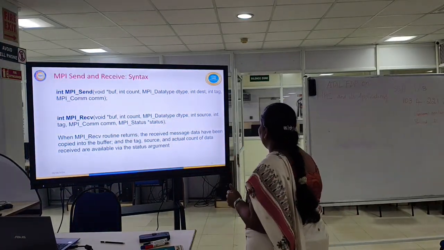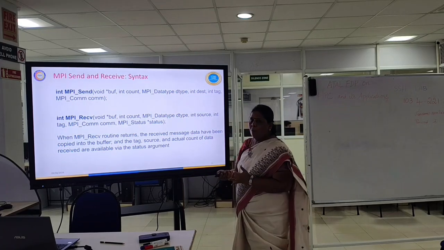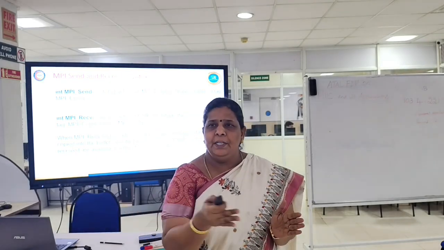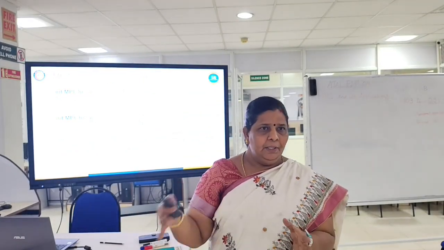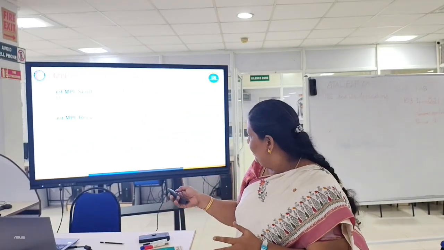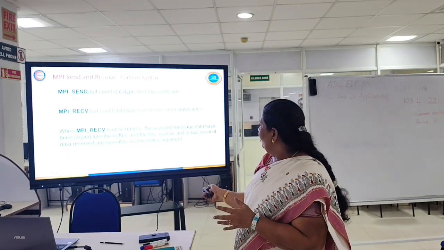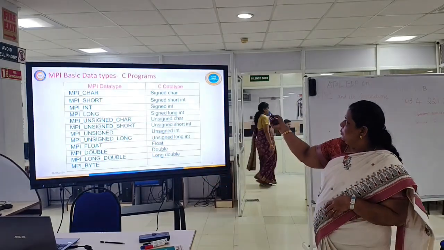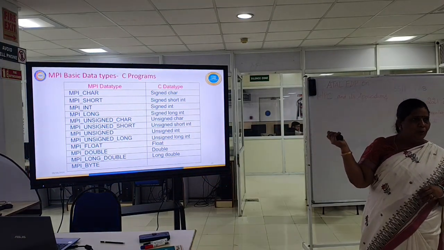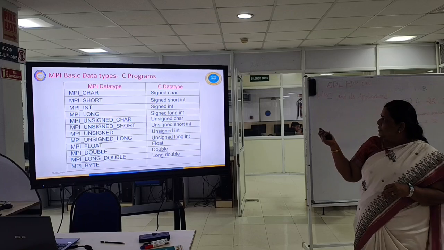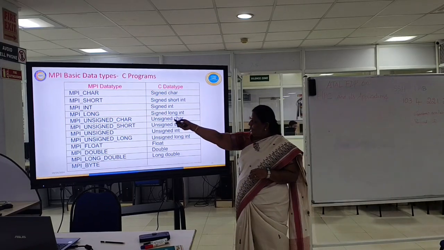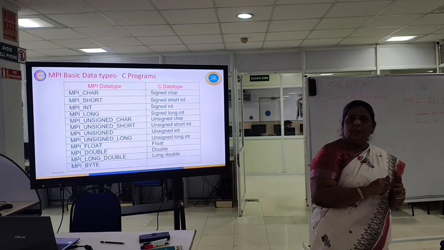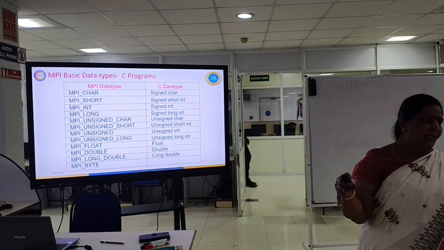Then destination process rank. Is there any difference between a normal data type and an MPI data type? Yes, sir. For each C data type, the corresponding MPI data type name is there, for integer, for characters. That list is also available, and only those data types will be supported. We have to use the corresponding data type name. So for a C signed integer, you have to use MPI_INT.